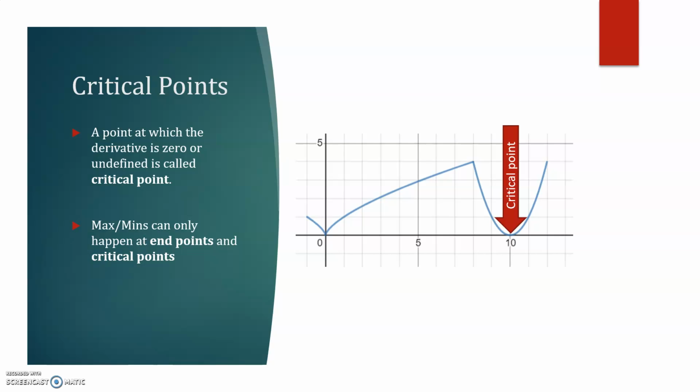Maxes and mins can only happen at endpoints and critical points. So we have a minimum at this critical point, we have a maximum at this critical point, and another minimum here. Those are local. And then we also have endpoints, and so at that endpoint we have a local maximum, and at this other one we also have a local maximum. And actually that endpoint and x equals 8, those are absolute maximums as well.